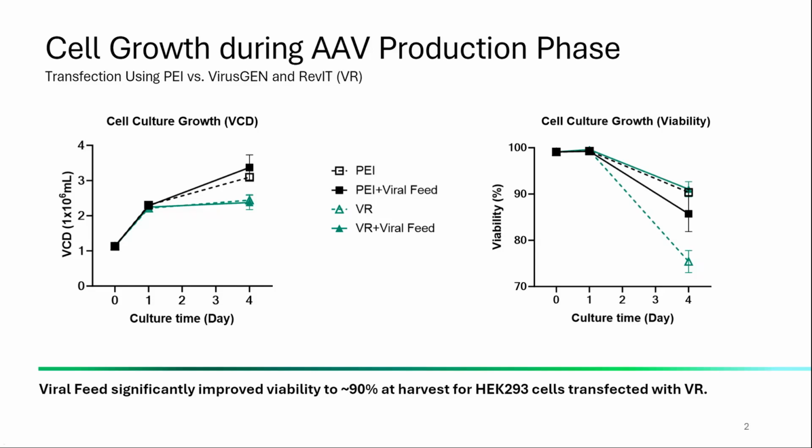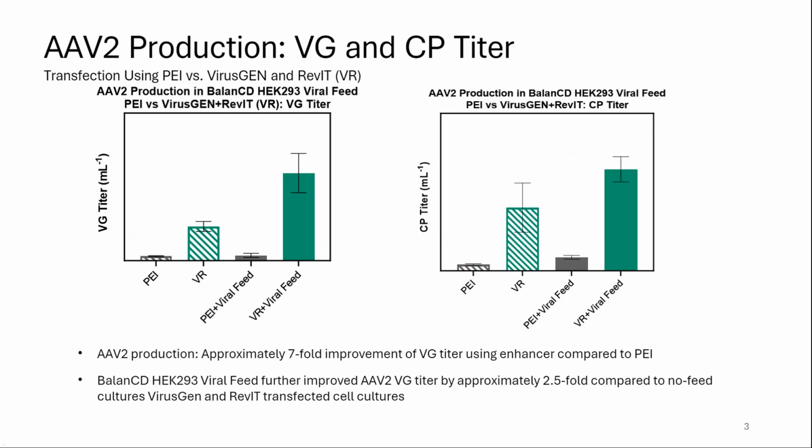And if we can go to the next slide. Okay, so this is the result for the VG and CP titer. As you can see, I know the scale is very skewed, because there is a significantly higher titer for the VR transfected cells. So you barely see any improvement, but yes, there's some improvement for the PEI transfected cells with the viral feed compared with no feed.